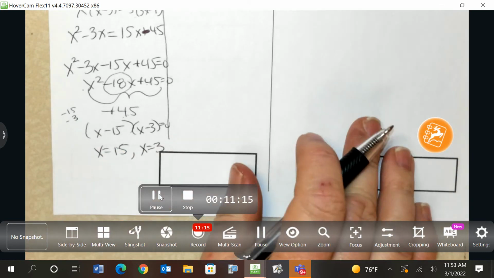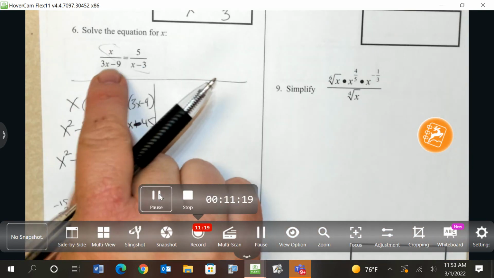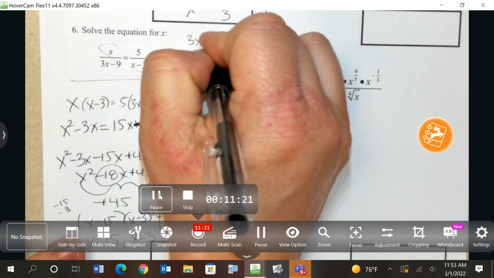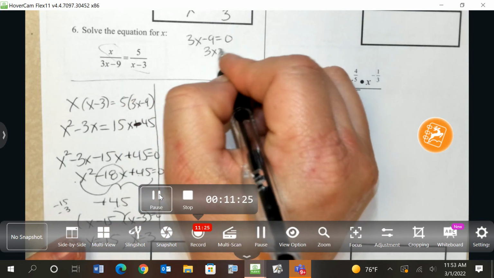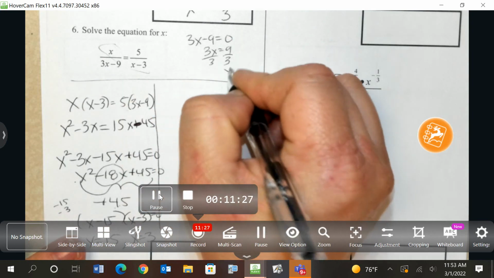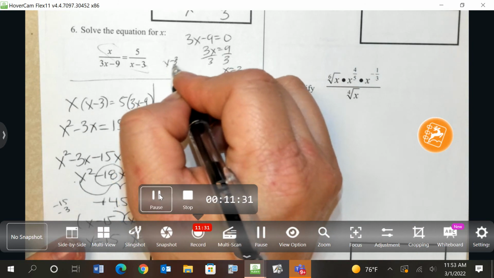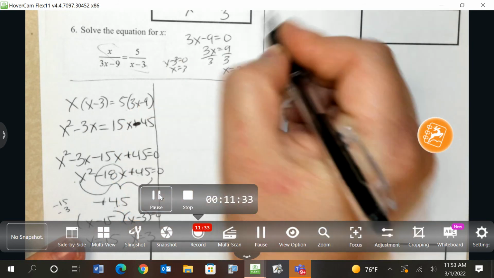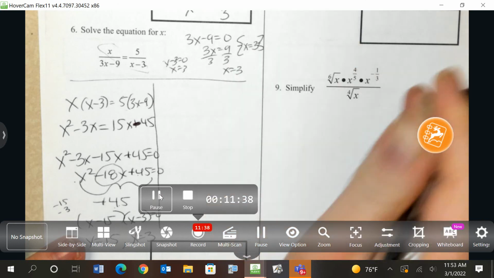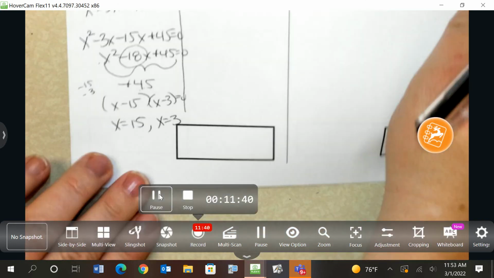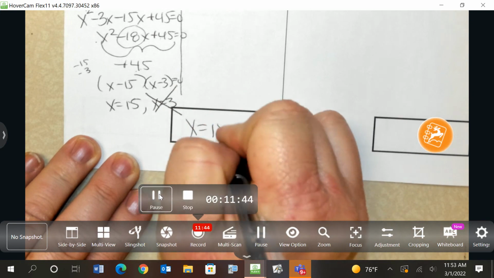But what I forgot to do before I started is I have to decide what can it not be. So I take 3x minus 9. Because it has a variable in the bottom, I set it equal to 0 and I solve. Okay, it cannot be 3. And then I take the other one. I set it equal to 0 and I solve. Okay, it can't be 3. So when I finish, I know it cannot be an answer of 3. So yes, I have 2 answers, but remember it can't be 3. I believe the answer is 15.